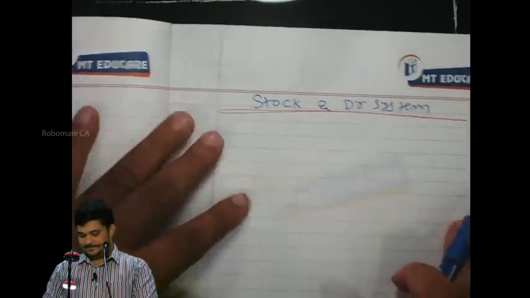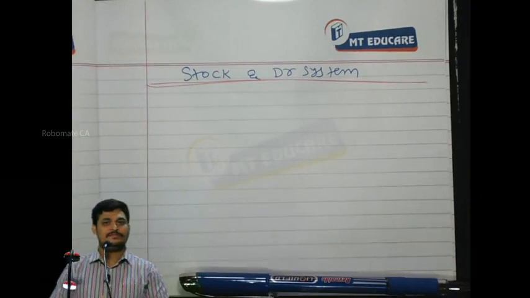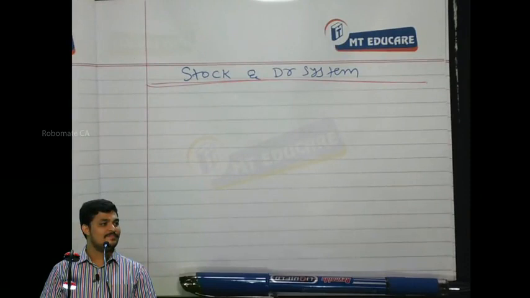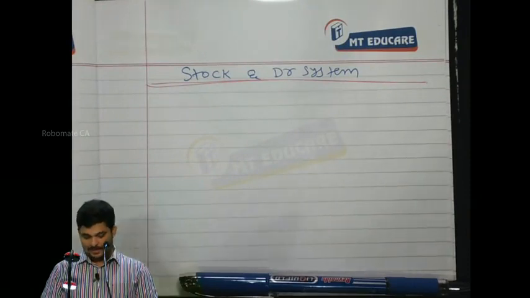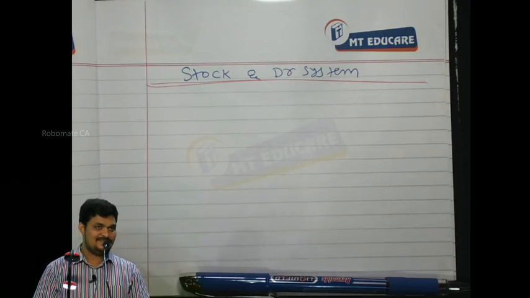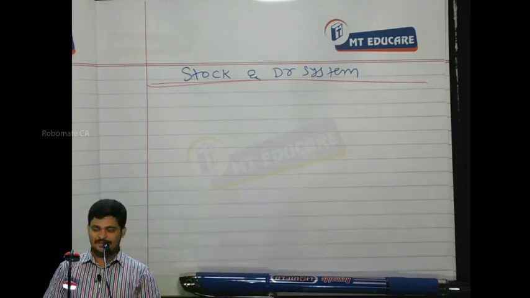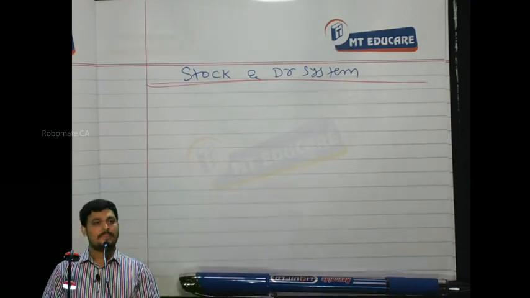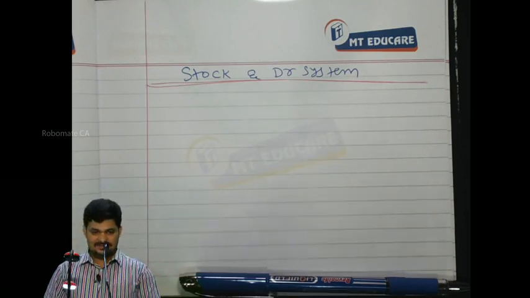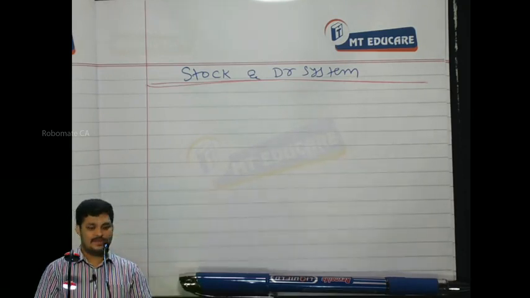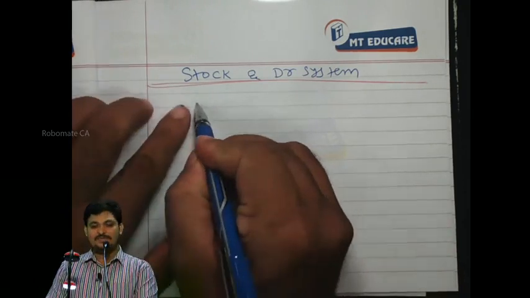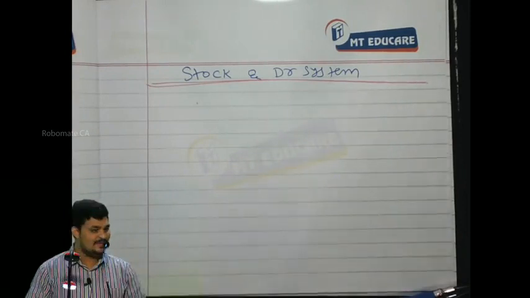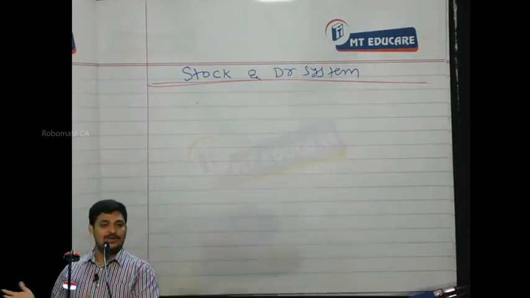Friends, please listen. You know the basic rules of journal entries. When we make journal entries, from a transaction we identify two heads. There are two ways of approach to making a journal entry: the American model and the European model.